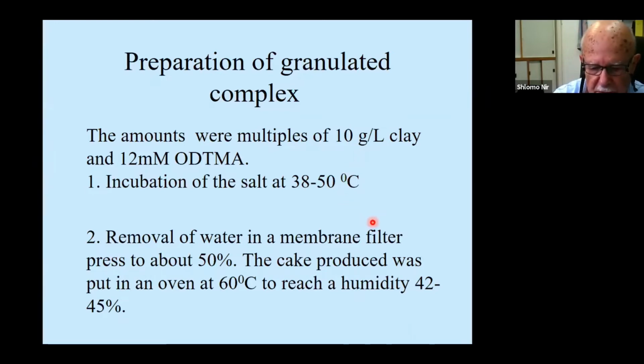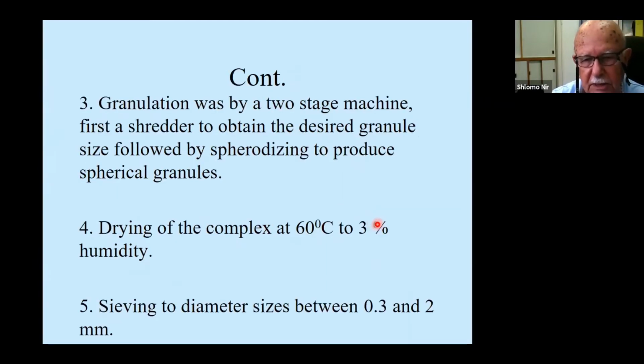After formation of the complex, we remove water by filter press and the oven, and then the granulation follows two stages. First, the reduction of the size, and then making the granules spherical. The last stage is sieving to diameter sizes between 0.3 and 2 millimeters.